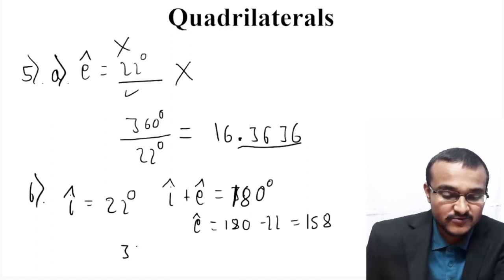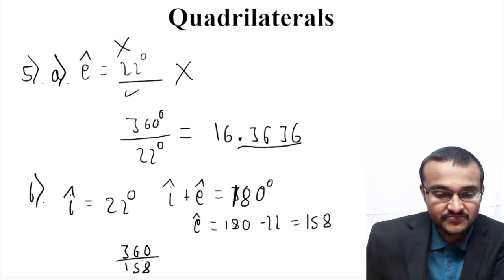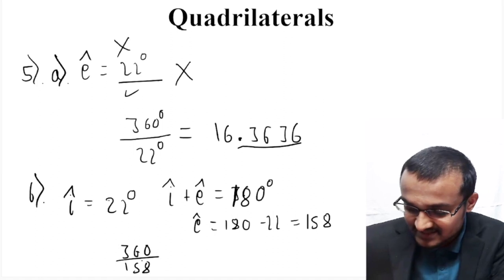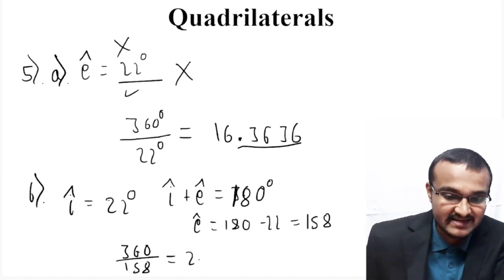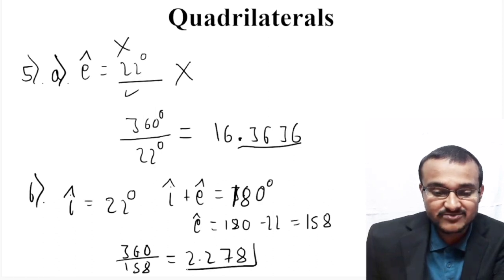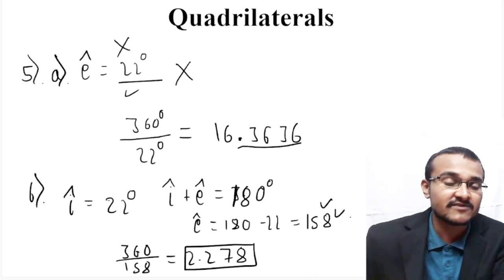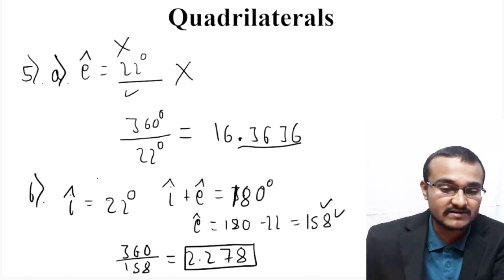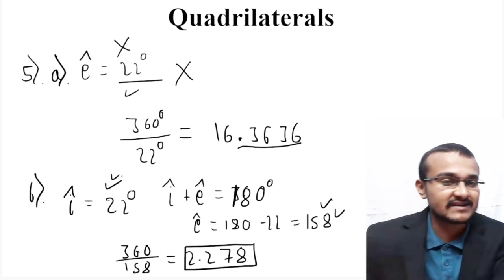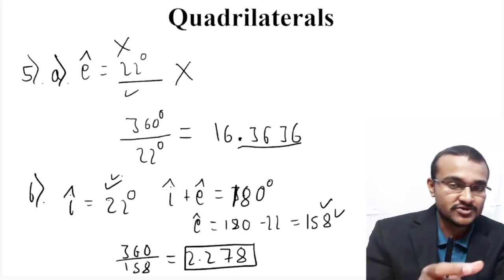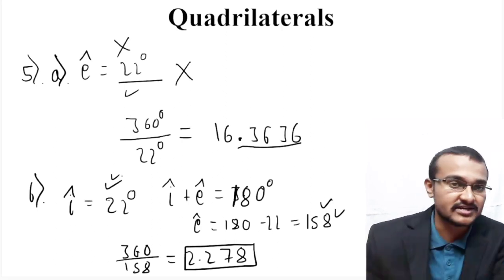Now if you divide 360 by 158, you will get 2.278 as your answer. So here also you are getting decimal points. That means this exterior angle cannot exist for any kind of regular polygon. That means this interior angle also cannot exist for any kind of regular polygon. So this will be an irregular polygon. Even in question A, it is an irregular polygon, not a regular polygon.